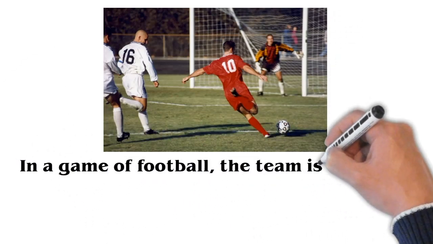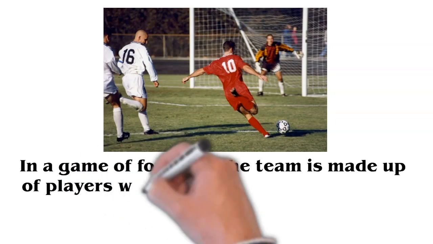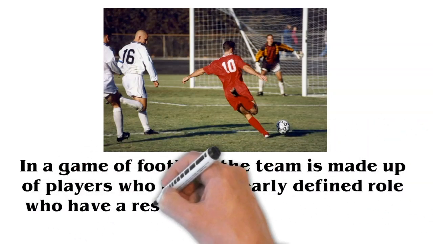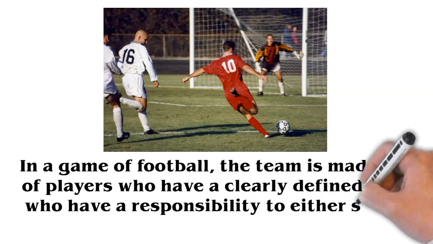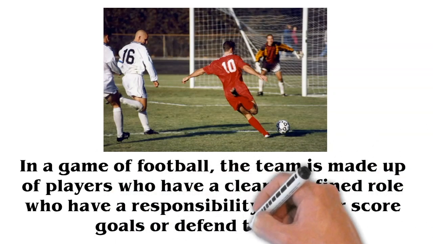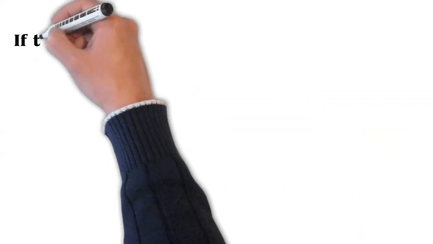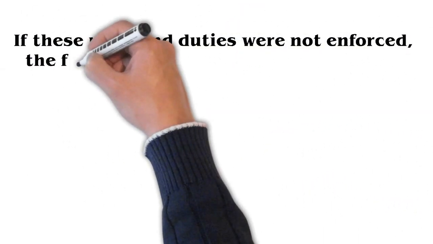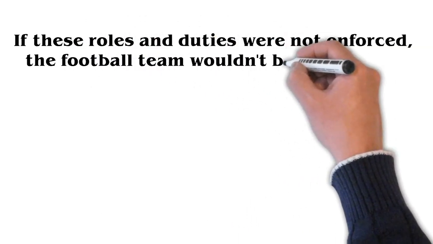In a game of football, the team is made up of players who have a clearly defined role, who have a responsibility to either score goals or defend the pitch. If these roles and duties were not enforced, the football team wouldn't be successful.